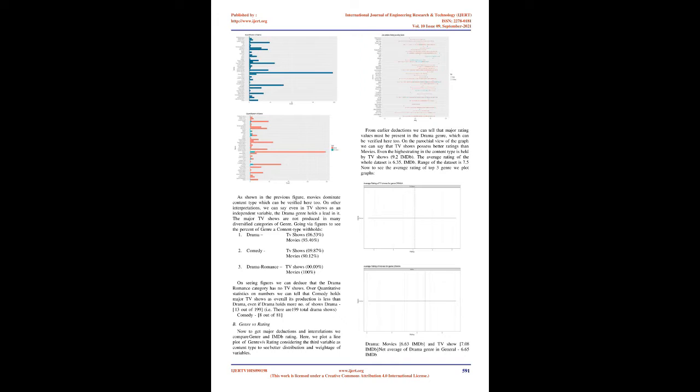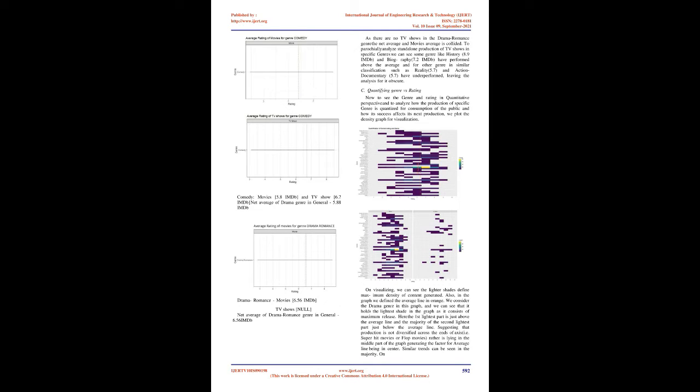Over quantitative statistics on numbers, we can tell that comedy holds major TV shows, as overall its production is less than drama, even if drama holds more number of shows. Drama has 13 out of 199, i.e. there are 199 total drama shows. Now to get major deductions and interrelations, we compare genre and IMDb rating. Here, we plot a line plot of genre rating considering the third variable as content type to see better distribution and weightage of variables. From earlier deductions, we can tell that major rating values must be present in the drama genre, which can be verified here too.